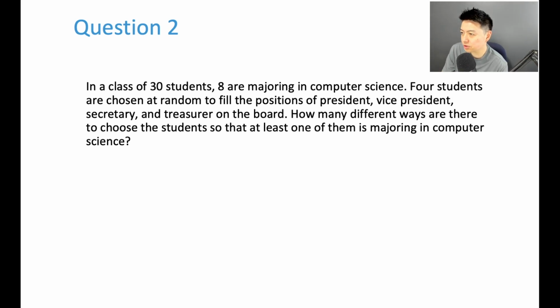All right, so question 2. In a class of 30 students, there are 8 majoring in computer science, and 4 students are chosen at random to fill the positions of president, vice president, secretary, and treasurer. So we can again look at this as 4 boxes, and these 4 boxes are different. That tells you what kind of problem we're dealing with.